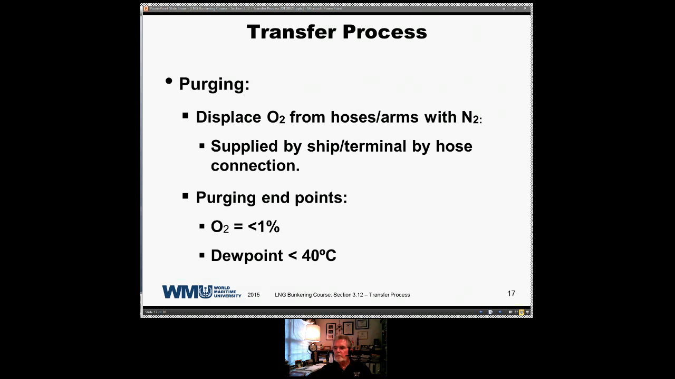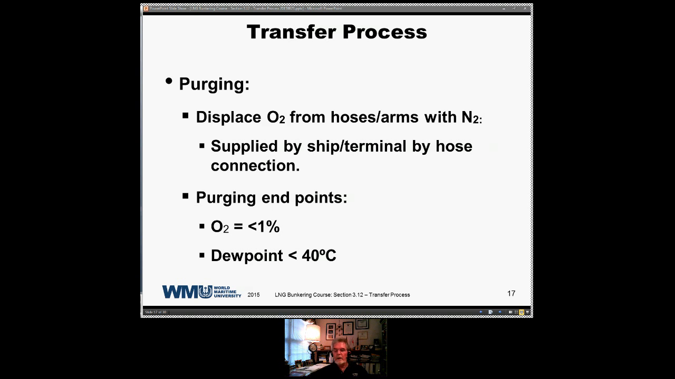Next, purging is part of this entire process, and we want to make sure that there is no oxygen remaining in the arm. Again, this is done with nitrogen. You keep continuously pressurizing and releasing the pressure with nitrogen, which is normally supplied by the terminal. This can also be supplied by the ship if necessary, or the ship can supplement. The endpoint of a purging operation is an oxygen content, with an oxygen meter, of less than 1% by volume.